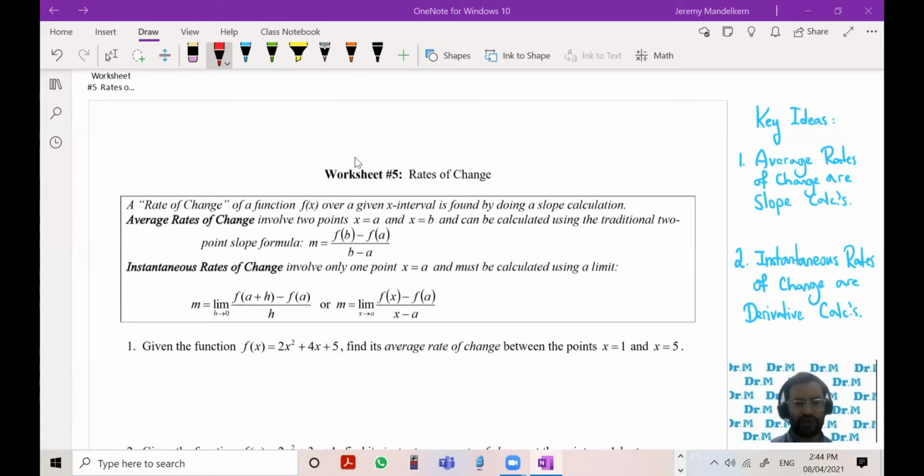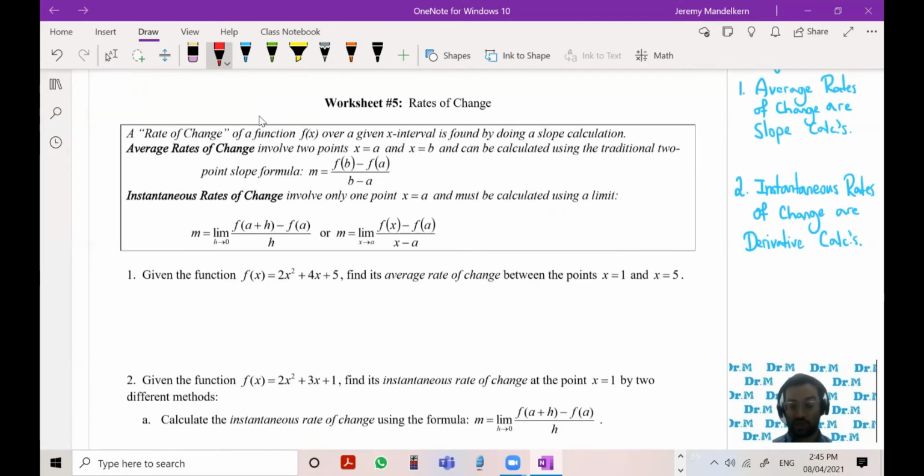So in this worksheet, we're going to be looking at rates of change, in particular, two different types of rates of change. The first is an average rate of change, and that is just a slope calculation for some secant line that passes through a given function at two different points. The second is called an instantaneous rate of change, and this is going to be representative of the slope of a tangent line at a given value for the independent variable. We'll later see that the instantaneous rate of change is nothing but a derivative calculation at a given value for the independent variable. Let's try this first problem.